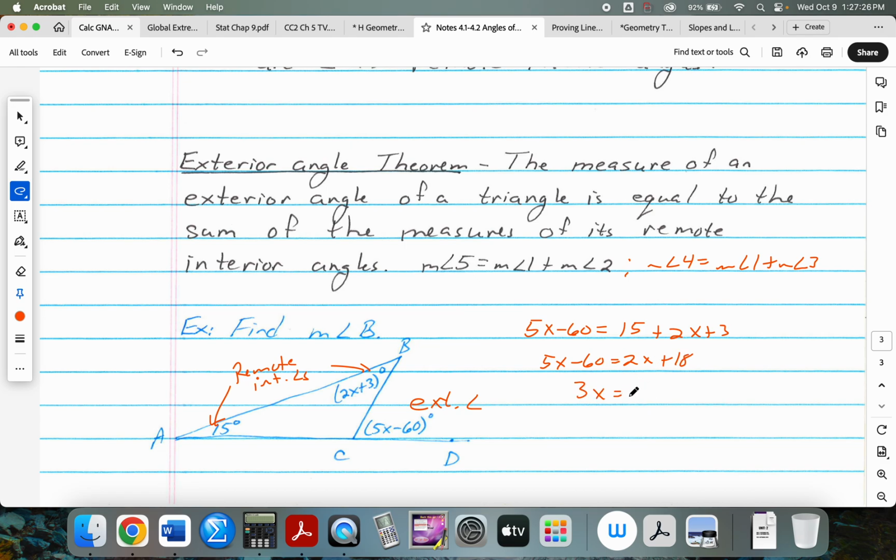So 3x, add the 60, is equal to 78. X is 26. And then you just sub it in. Then we substitute in to find the measure of angle B. It'll be 2 times 26 plus 3. It's 52 plus 3 is 55 degrees.